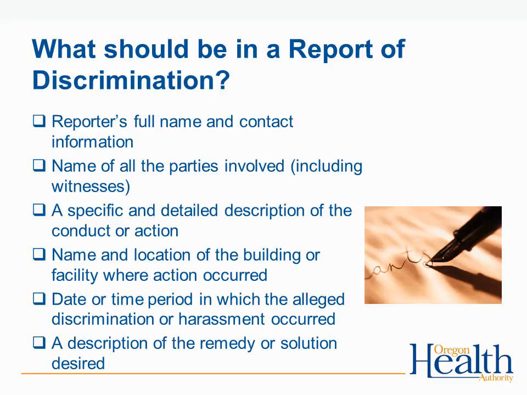A report of discrimination should include the following: the reporter's full name and contact information, the name of all the parties involved, a specific and detailed description of the conduct or action, the name and location of the building or facility where action occurred, date or time period in which the alleged discrimination or harassment occurred, and a description of the remedy or solution desired. OHA staff can just fill out the OHA report of discrimination form, but if that is not immediately available, they should try and get as much of the above information as possible, and then forward that to OEI.